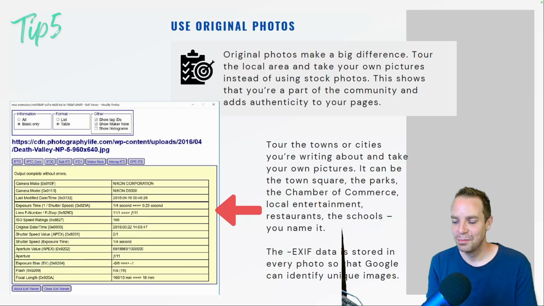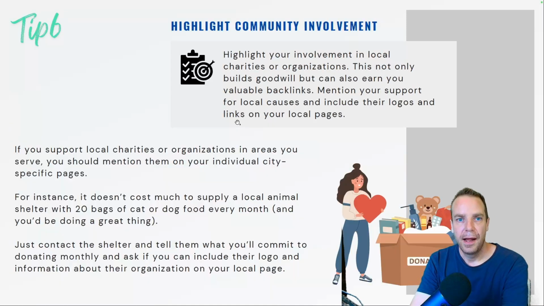So then let's move on to my next tip. The next tip is to highlight community involvement. Highlight your involvement in local charities or organizations. This not only builds goodwill, but can also earn you valuable backlinks. Mention your support for local causes and include their logos and links on your local pages.